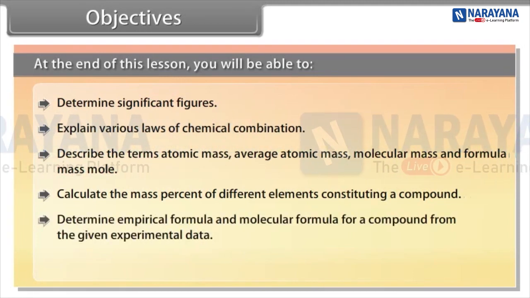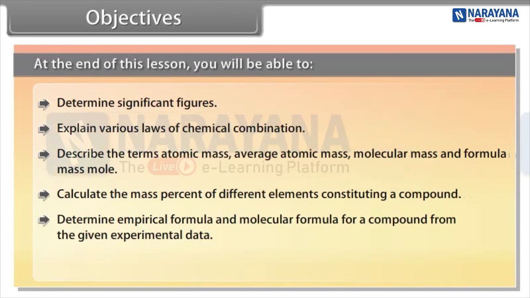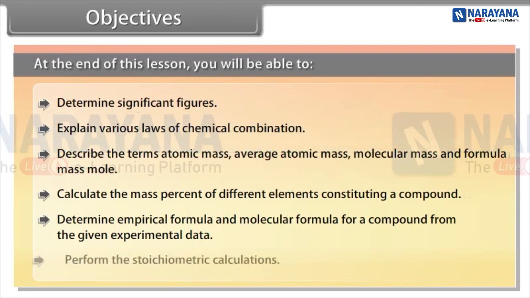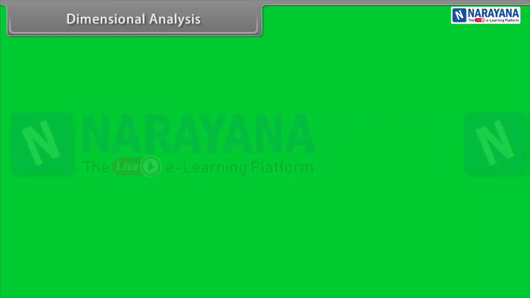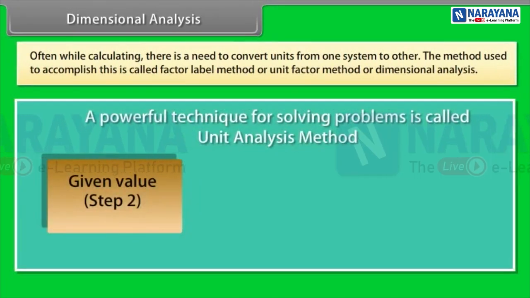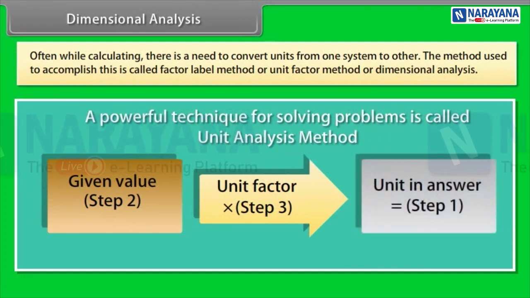Determine empirical formula and molecular formula for a compound from the given experimental data. Perform the stoichiometric calculations. Dimensional analysis. Often while calculating, there is a need to convert units from one system to another. The method used to accomplish this is called the factor label method, or unit factor method, or dimensional analysis.